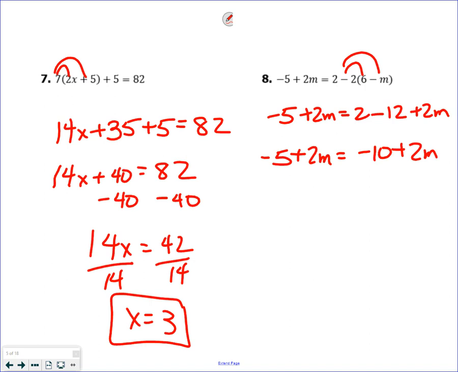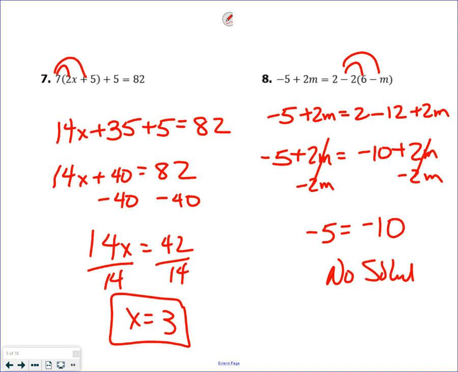Now I have a variable on both sides of the equation. This is the first time we've had this. So I'm going to subtract 2m to move it over. Uh-oh, the m is canceled on both sides. So now it's either going to be an infinite or no solution question. Because negative 5 does not equal negative 10, this is a no solution. Depending on your teacher, you can write out no solution or probably give the no solution symbol.